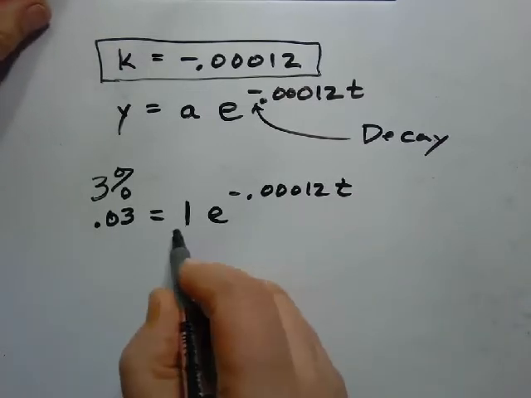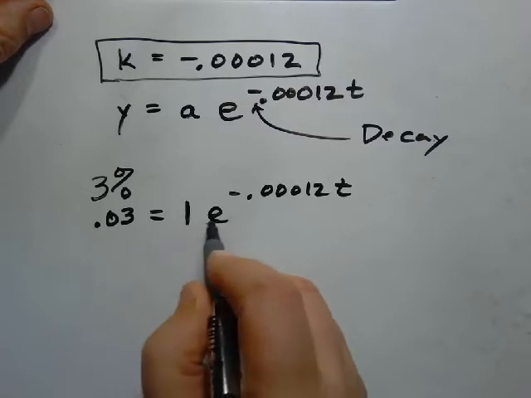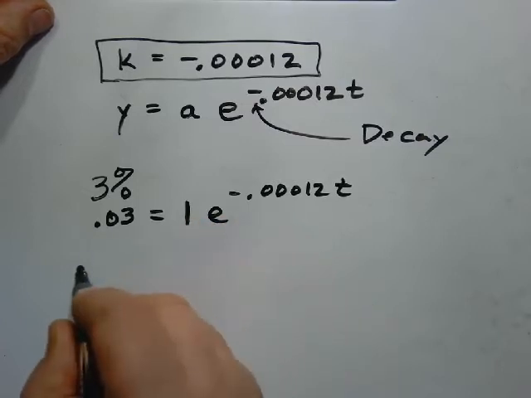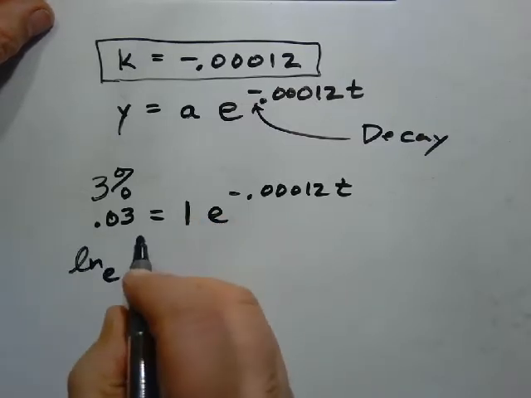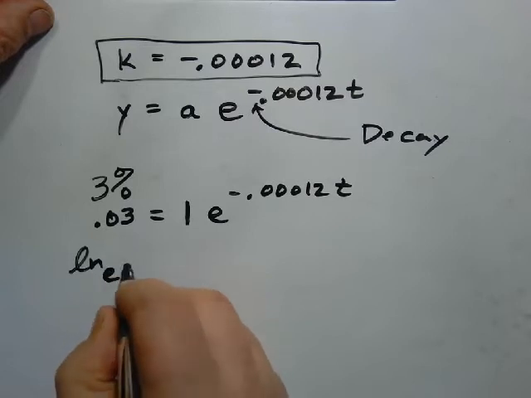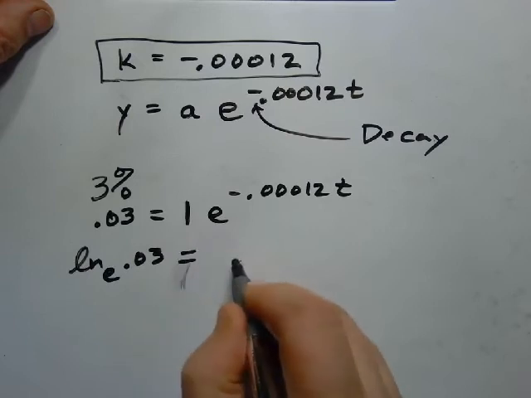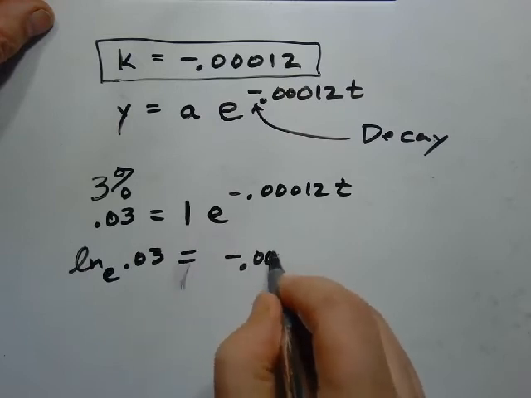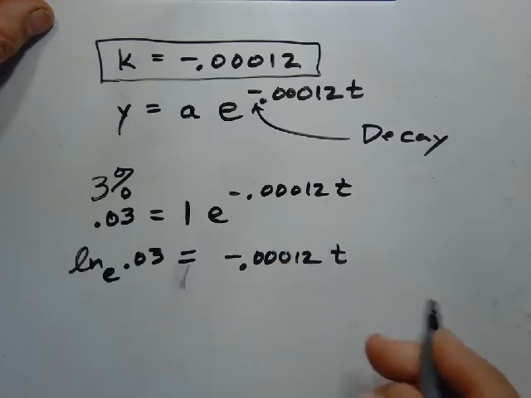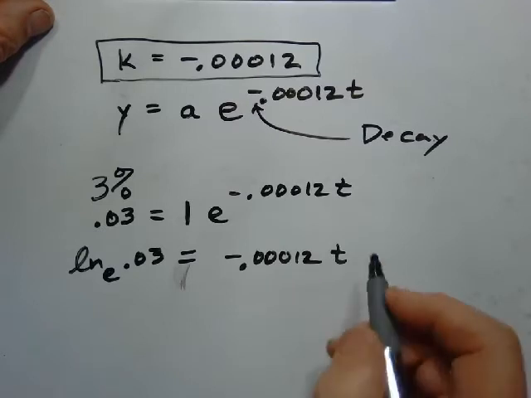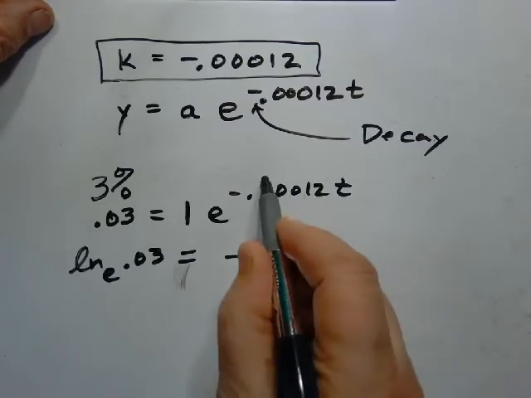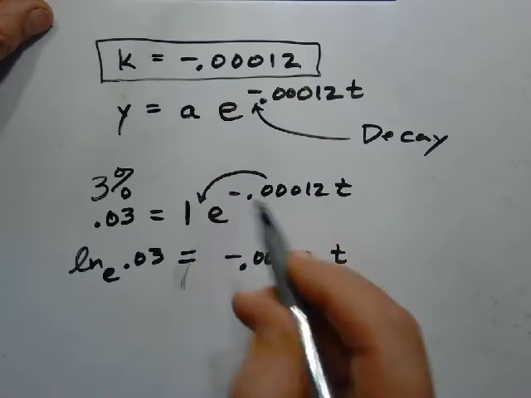So I'm going to divide both sides by 1. Of course, that doesn't do anything here, so I'm just going to ignore the 1. And then let's take the natural log base e of both sides. 0.03 equals negative 0.00012t. Now, what happened to this? Well, it moved around to the front after I took the natural log of both sides.